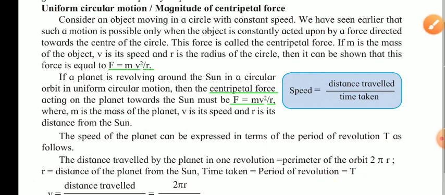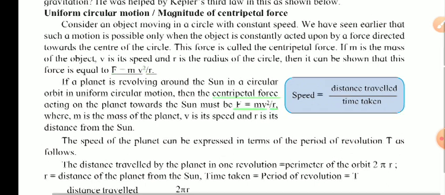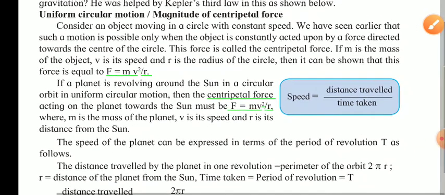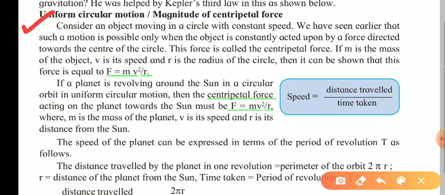It means what? When a particular object travels an equal distance in an equal interval of time, then we call it a constant speed. If I'm talking about the uniform circular motion, then a particular object which is performing a circular motion and completes an equal number of rotations in an equal interval of time, then the motion will be called uniform circular motion.